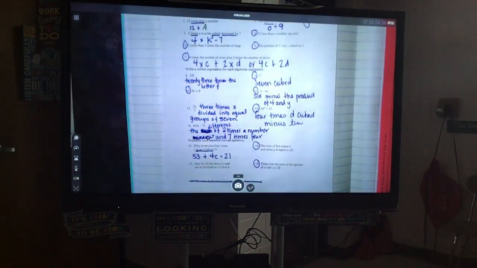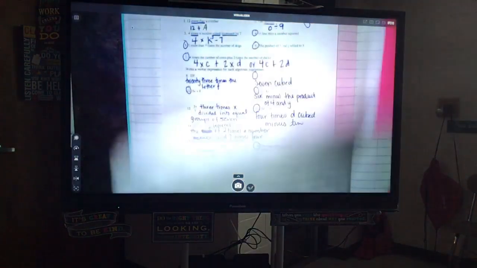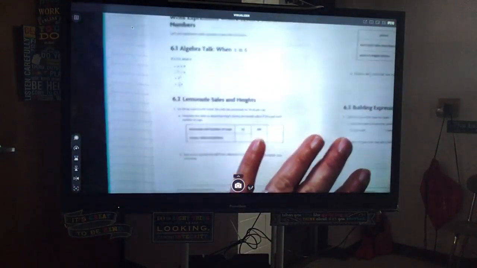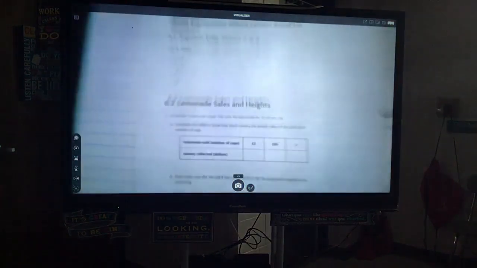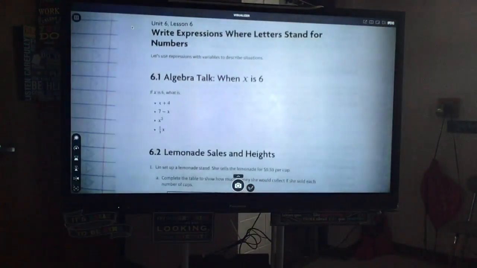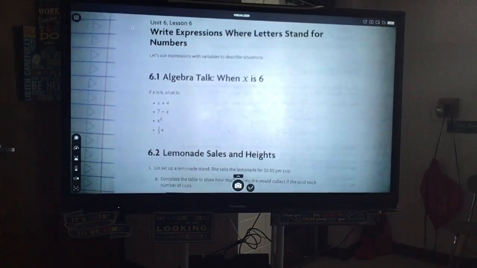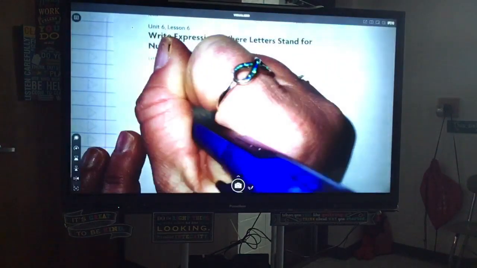All right, any others you want to go over? So how did we feel about the lesson yesterday? Feel okay with it? Yeah. Okay. All right, then let's go ahead and we'll move into the lesson for today. Yay. All right, so we are going to do an algebra talk when x is 6. So this is telling you that if x is 6, what are the 4 expressions below? So stand up when you have these 4 answers.